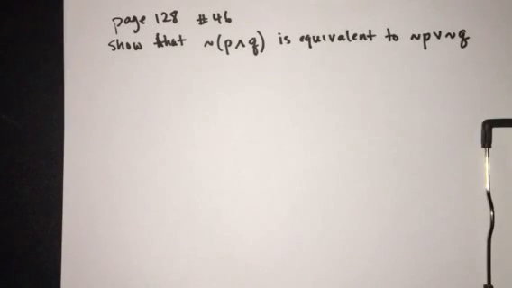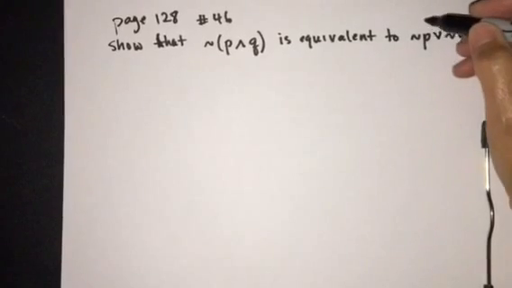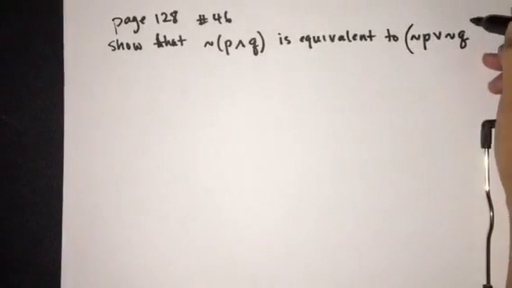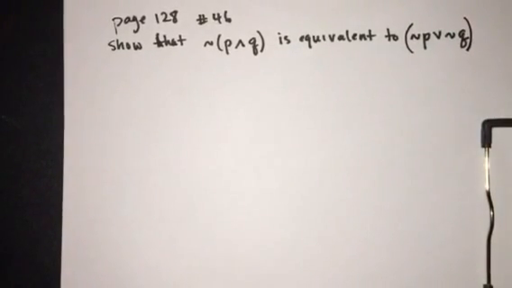This problem is number 46 from page 128. For this problem, I want to use truth tables to show that not (P and Q) is equivalent to not P or not Q. Now in the book, they did not put this second part in parentheses, but I included the parentheses just to sort of separate it from the rest of the problem.